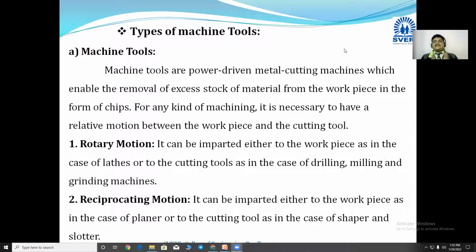So machine tools mean power driven metal cutting machines, and especially in the sector of manufacturing, such a drilling machine or lathe machine or milling machine or slotting machine, these machines are utilized for the cutting operation. And what are we going to cut? We are going to cut the additional material. We are going to remove the excess stock of material from the workpiece.